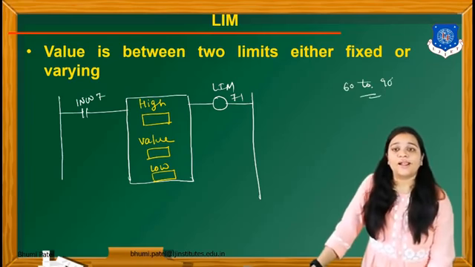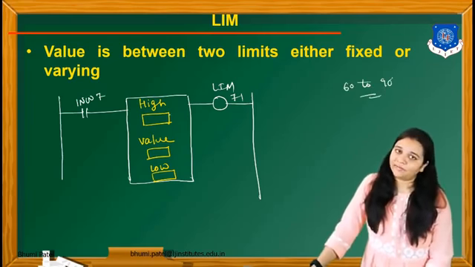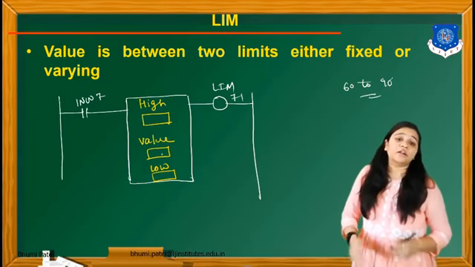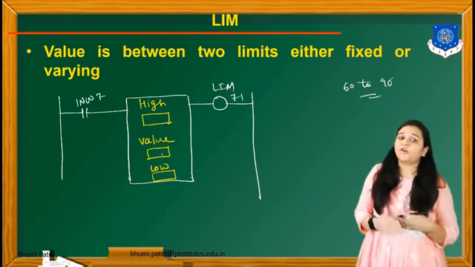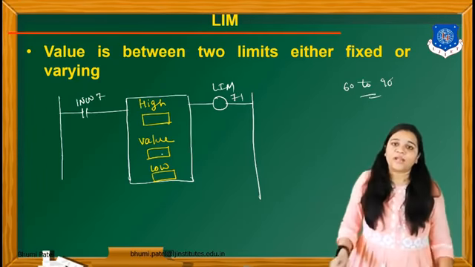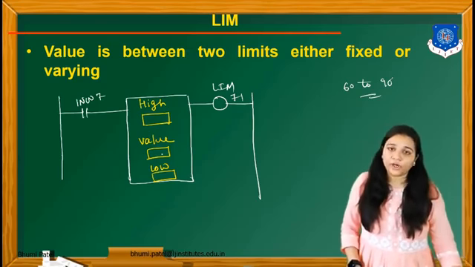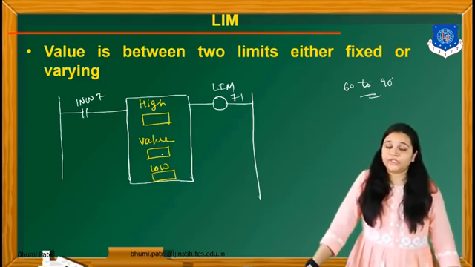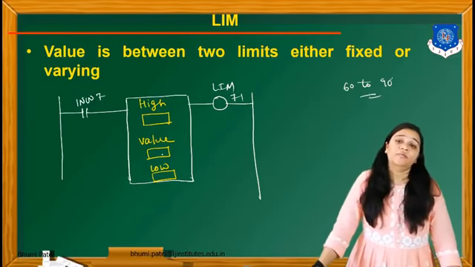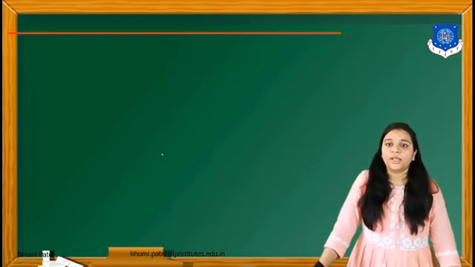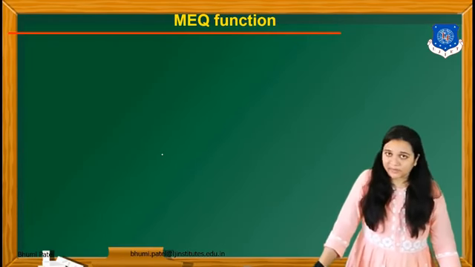So you have to write down the 90 degree as a high value, 60 degree as a low value, and in the value they will continuously set the temperature for this particular system. If it is between the 16 to 19, the LIM function will be on. That means output goes on. If the value is not between this value, we can get the output as an off condition. Okay, so this is all about the LIM function.